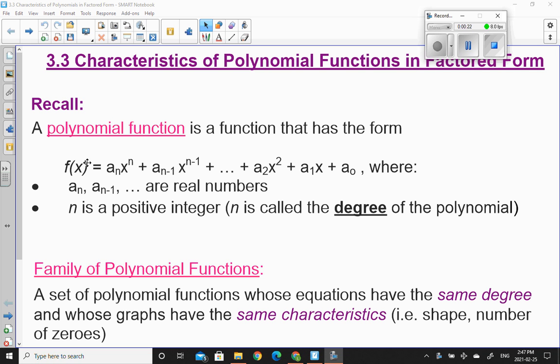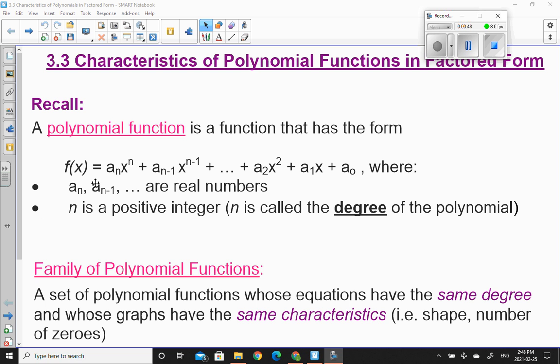So here you have the definition of a polynomial function, and you've seen it earlier. That's like the textbook definition where you have one or more terms, and you have coefficients that are all real numbers, and you have exponents on your variables that are always positive integers, and this n, which is the highest value or the highest degree, is the degree of the polynomial.